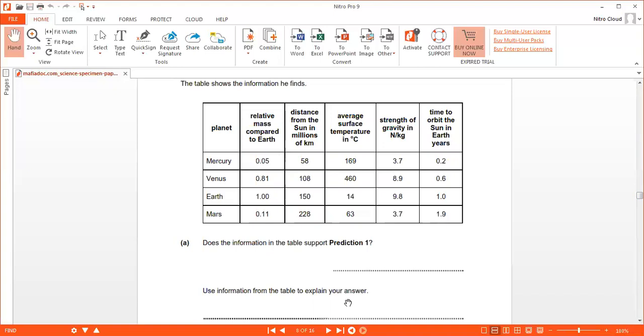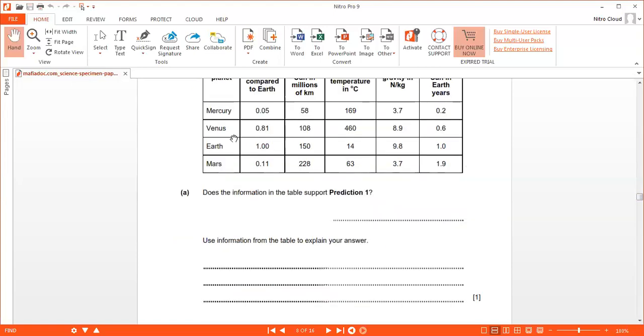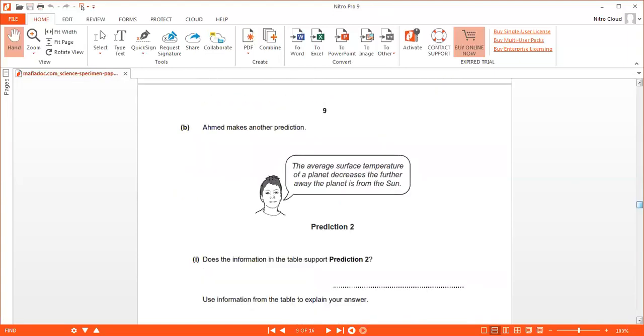Explain your answer. Choose any information from the table. For example, Mercury takes 0.2 Earth years to orbit the sun, while Venus takes 0.6 Earth years to orbit the sun, and Venus is further apart than Mercury. Or you can compare Earth and Mars, and you can choose any of the planets and compare them. And at the end, write this means that as the distance increases, the time taken to orbit the sun increases.